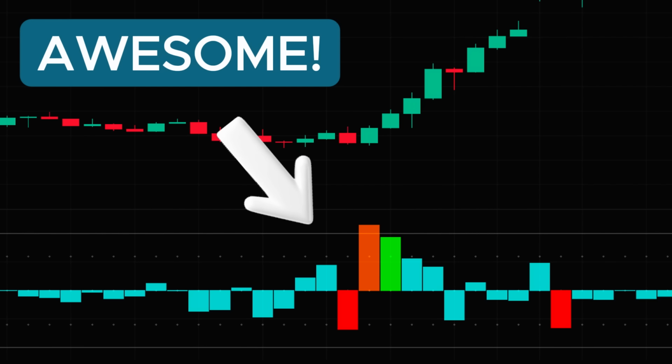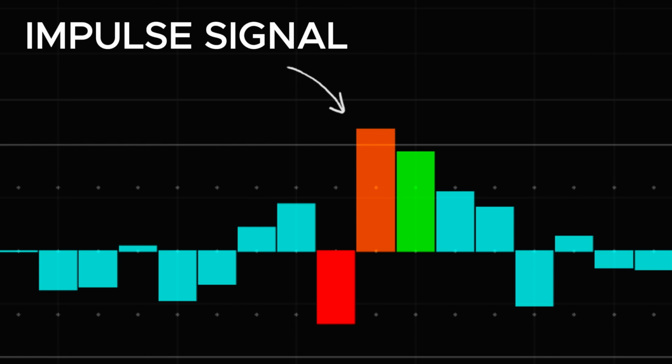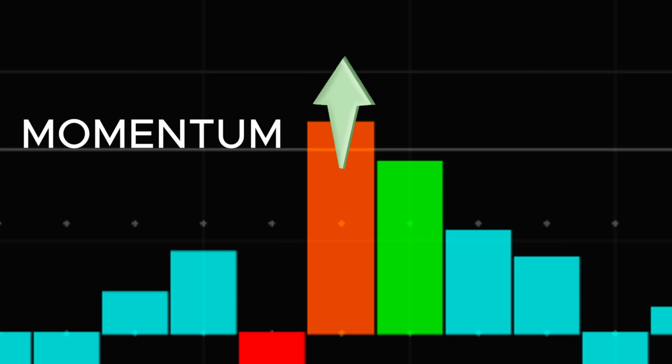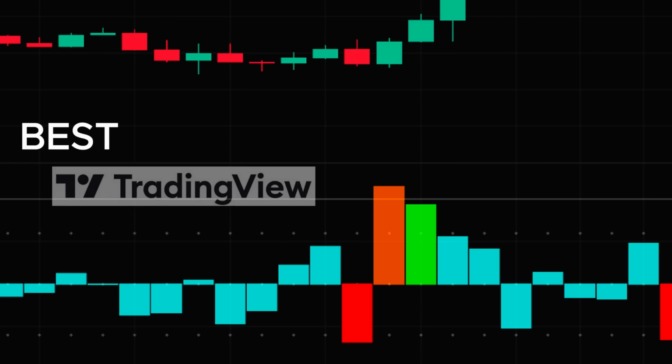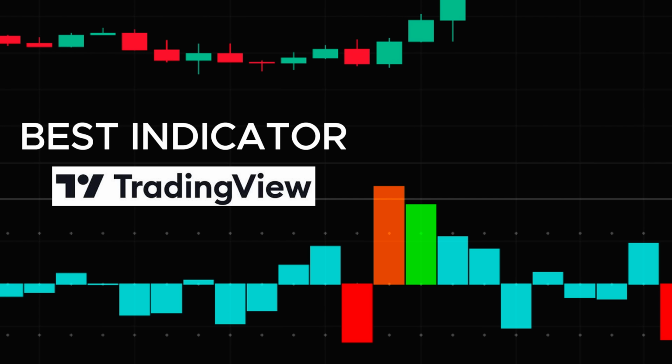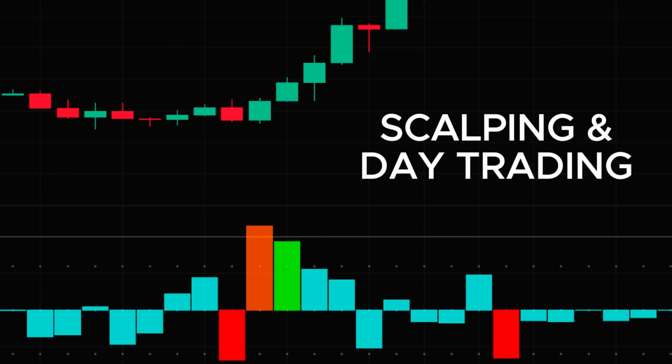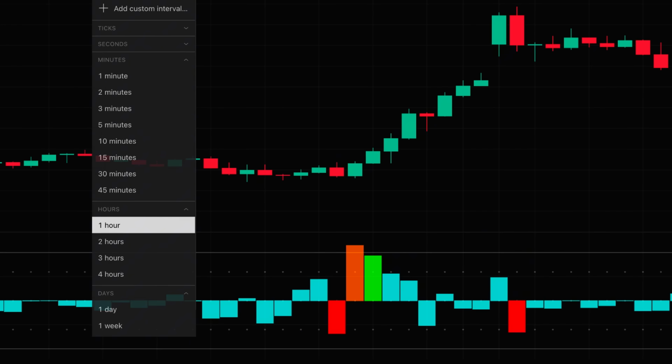This indicator is awesome. It gives you impulse signal where the momentum is suddenly increasing and a breakout is probably going to happen. This is one of the best indicators on TradingView for scalping strategies and day trading strategies, so it's suitable for time frames like 1 minute, 5 minutes, 15 minutes, up to 1 hour.